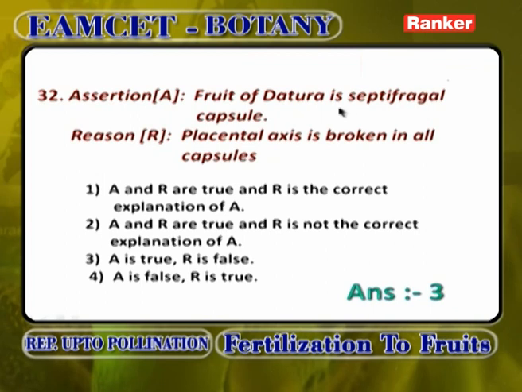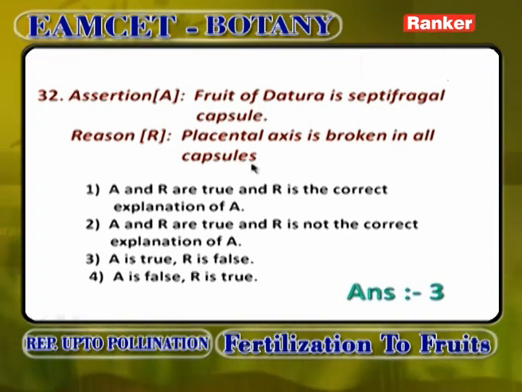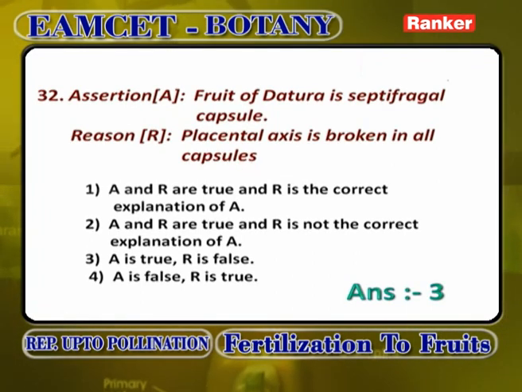Fruit of Datura is a septifragal capsule, which is correct. Placental axis is broken in all capsules is wrong. Placental axis is broken only in septicidal capsule and loculicidal capsule.